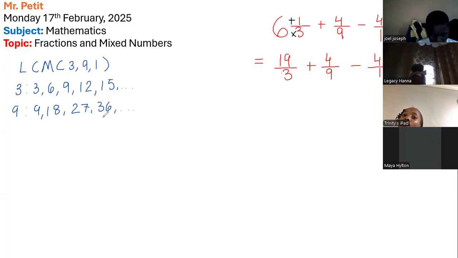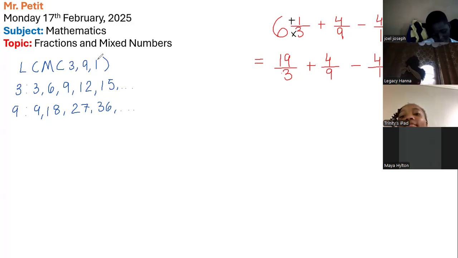And for 1, we don't have the list of multiples of 1, because whenever we're doing this and we have 1, you don't need the list of multiples of 1, because every number is a part of the multiple of 1.